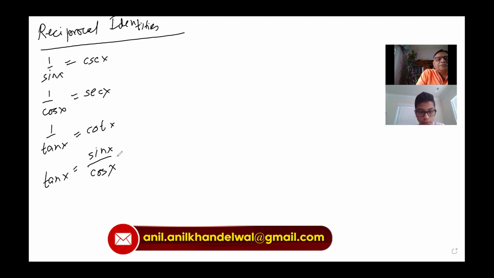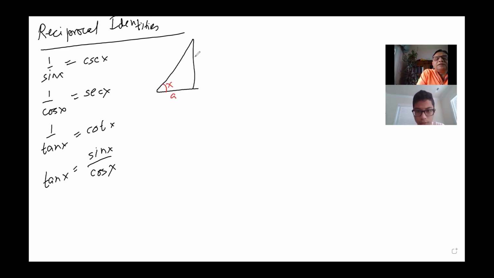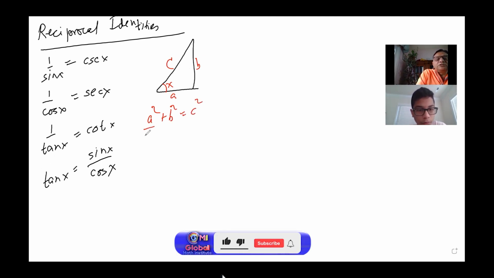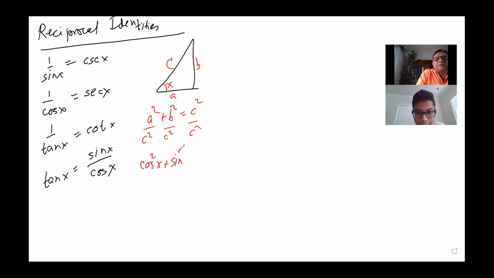We use this particular triangle, which is the Pythagorean identities. For Pythagorean identities, we wrote this as x, a, b, and c. And we say, well, when a square plus b square is equal to c square, we could actually divide this by c square. And what we get here is cos square x plus sine square x equals to 1. And this particular identity is very important since I could write cos square x as 1 minus sine square x. And I'll also write sine square x as 1 minus cos square x. Does it make sense to you?